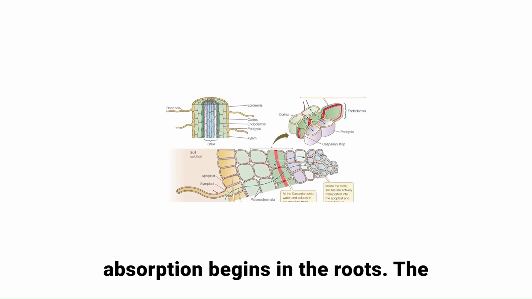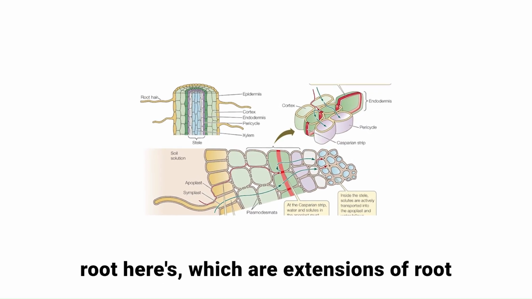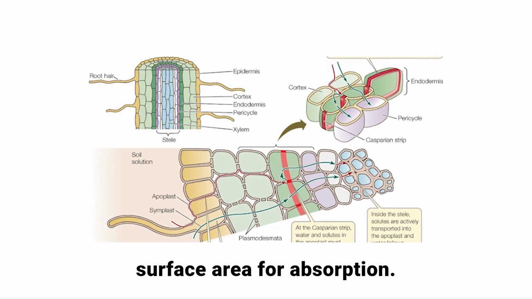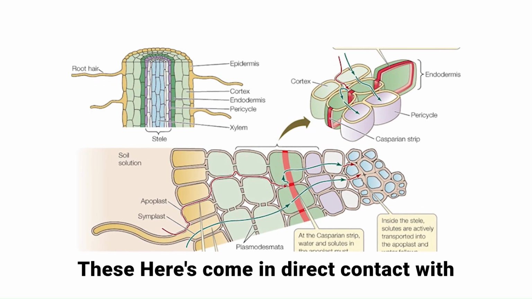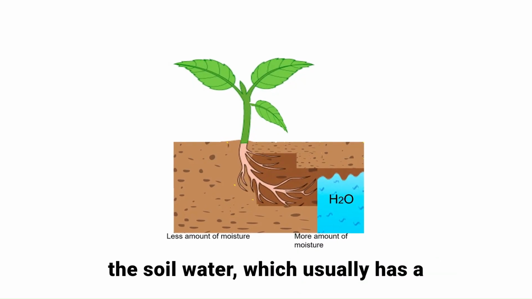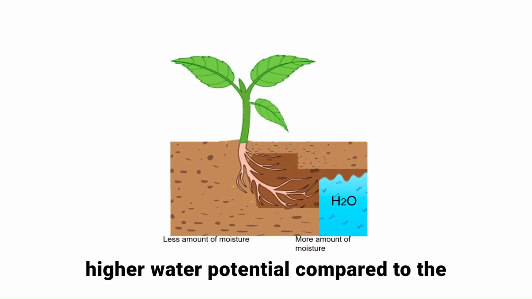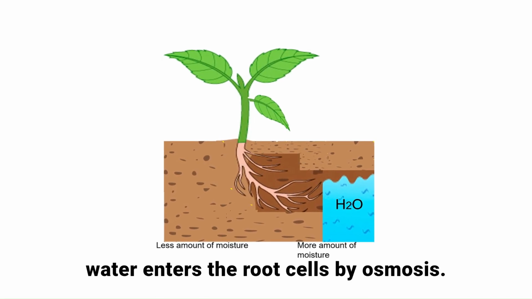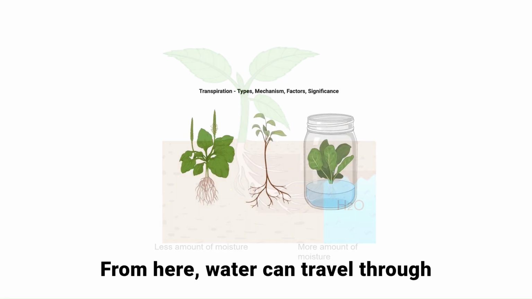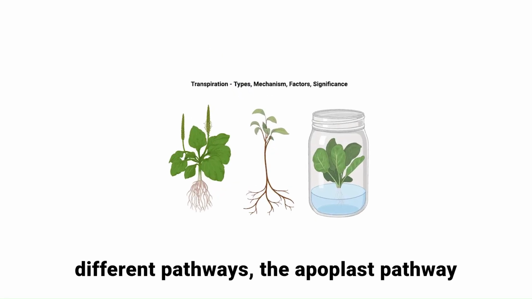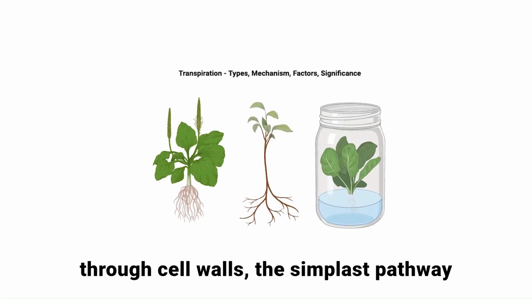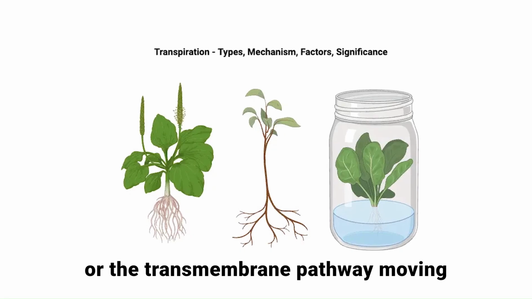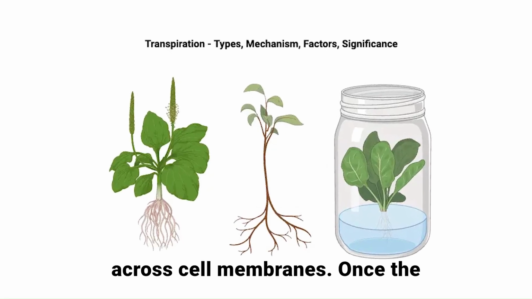Water absorption begins in the roots. The root hairs, which are extensions of root epidermal cells, greatly increase the surface area for absorption. These hairs come in direct contact with the soil water, which usually has a higher water potential compared to the root cells. As a result, water enters the root cells by osmosis. From here, water can travel through different pathways: the apoplast pathway through cell walls, the symplast pathway through the cytoplasm via plasmodesmata, or the transmembrane pathway, moving across cell membranes.